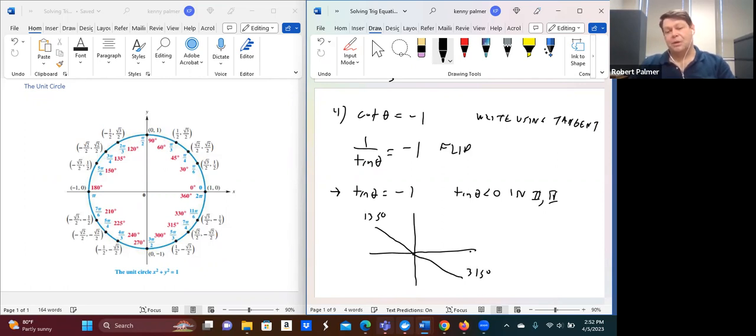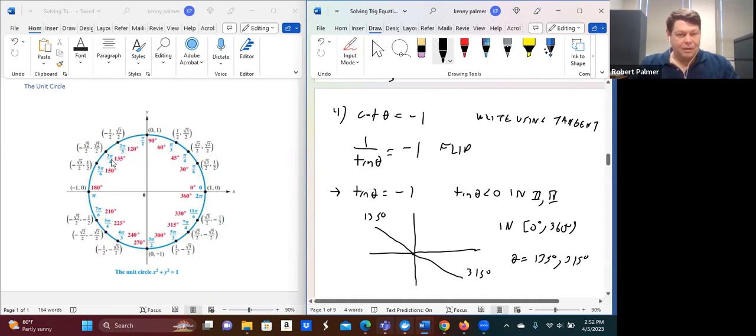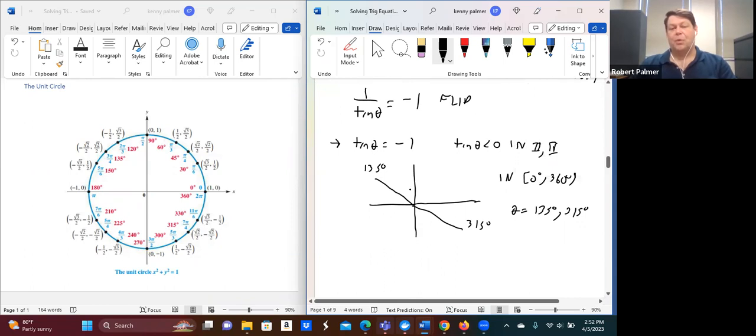Now, once again, we just do this in degrees, 0 to 360 degrees, then those are our two solutions. Theta is equal to 135 and 315. Now if you want to do it in radians, then it would be 3 pi over 4 and 7 pi over 4. And then once again, if you want all solutions, you combine these into one because they're pi apart. So you do that in the same way.